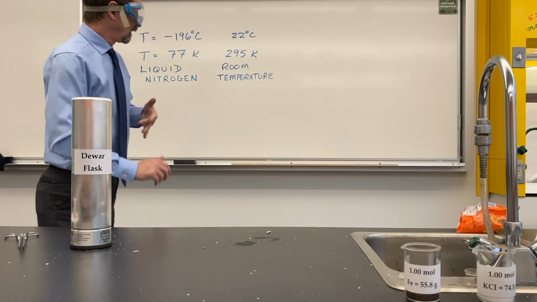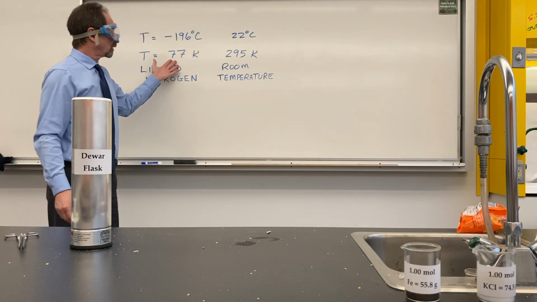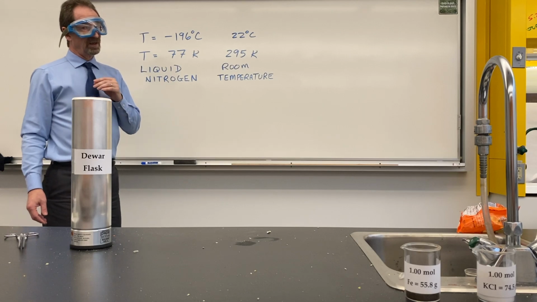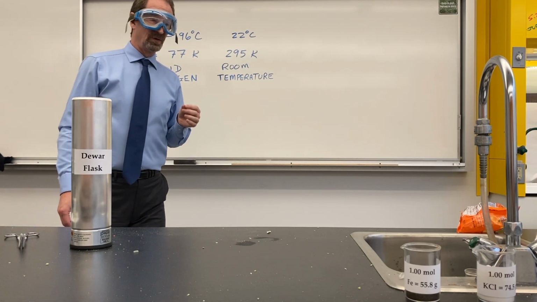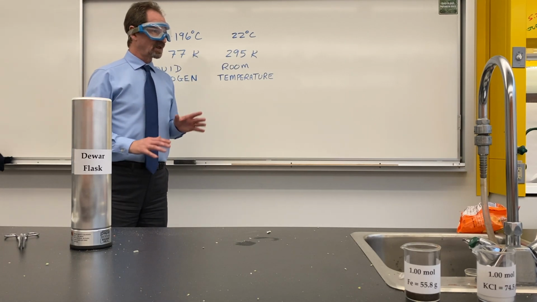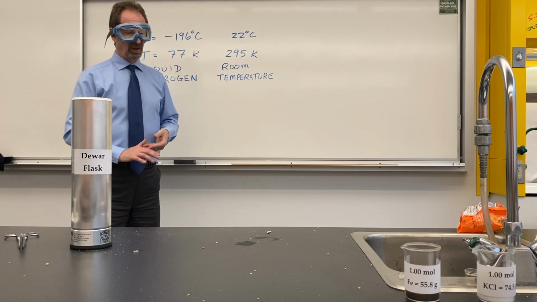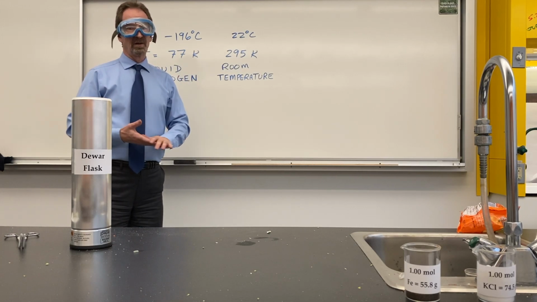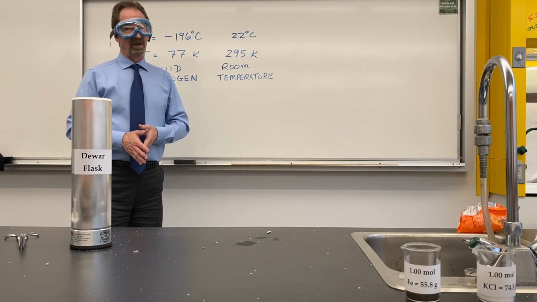Now, the expansion from minus 196 to plus 22 is most evident when you do it in a sealed container. So I've got 3 sealed containers that I'm going to put liquid nitrogen into. Just a water bottle, a Coke bottle, and a 2-liter soft drink bottle. You'll see the difference.